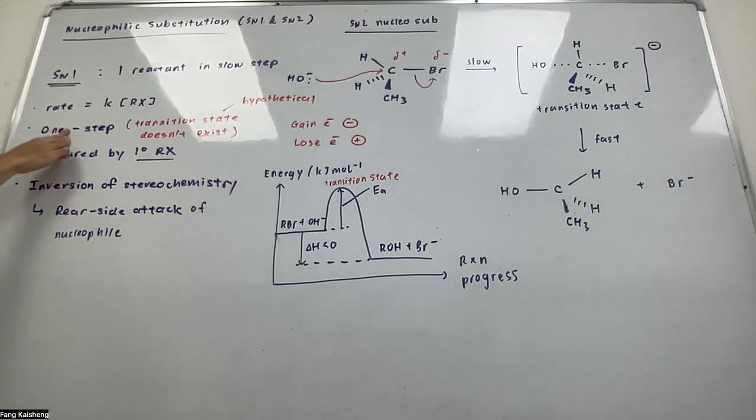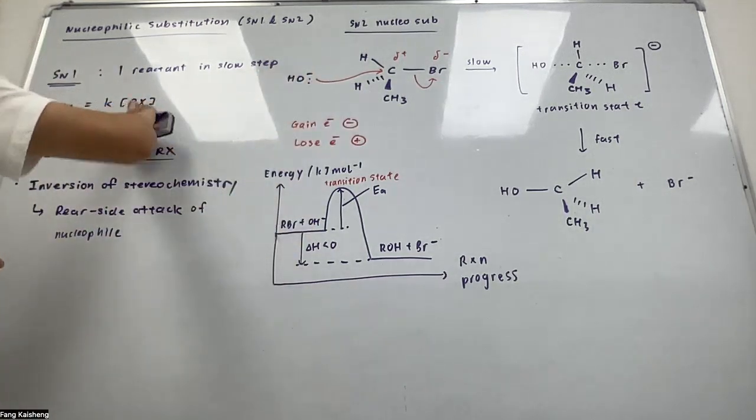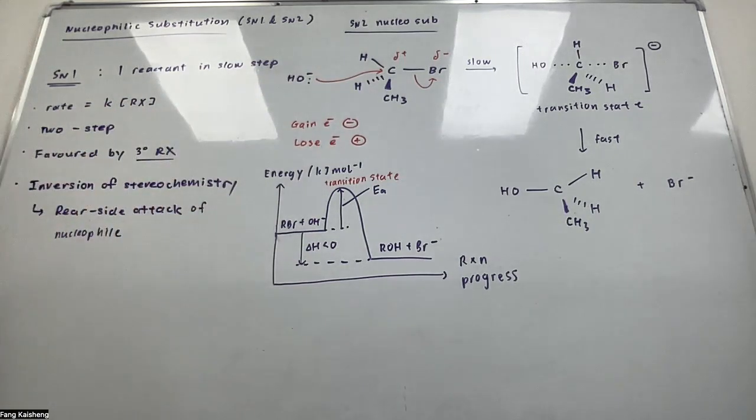So how many steps is this reaction? It's bound to be a 2-step reaction. The number of steps is actually the opposite of your number. So SN1 will be 2 steps. As for why there are 2 steps, later we look at the reasoning. And generally, it is favored by tertiary halogenoalkanes.